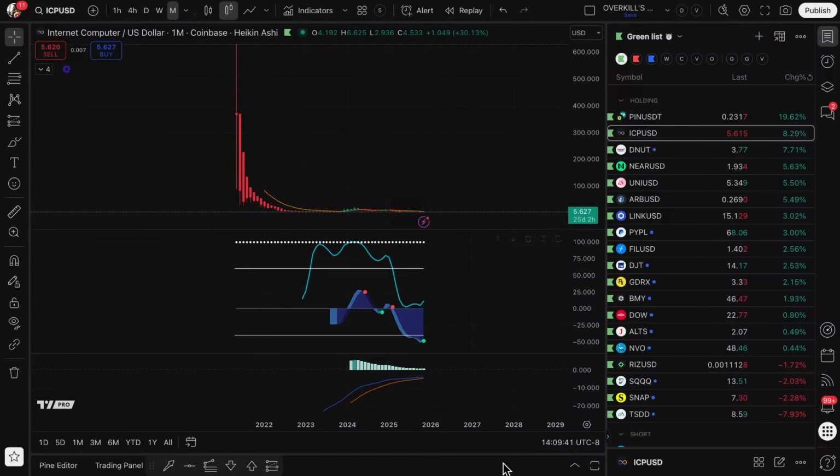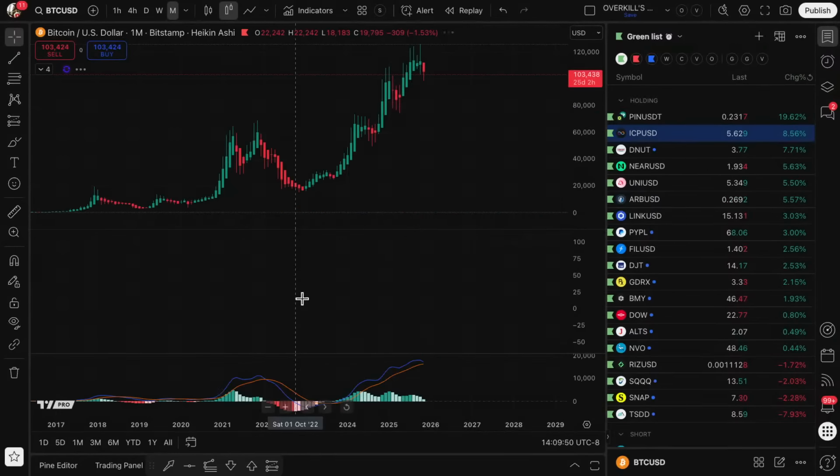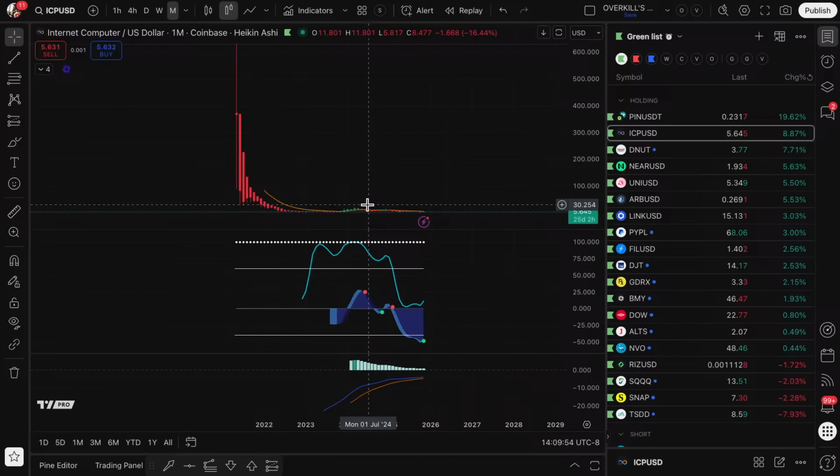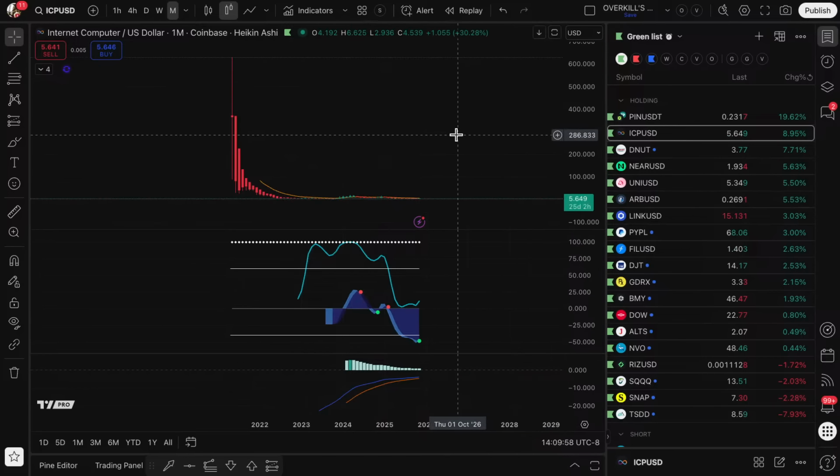So I think there's going to be a rotation out of Bitcoin into altcoins. And that's why they call it altcoin season, because all the big money is going to sell their Bitcoin up here at 100K and put it into names like ICP that are down from, I mean, this thing was all the way up here at 600. It's now down at 5. So that's kind of how the market cycle works. There's a rotation out of Bitcoin into altcoins.